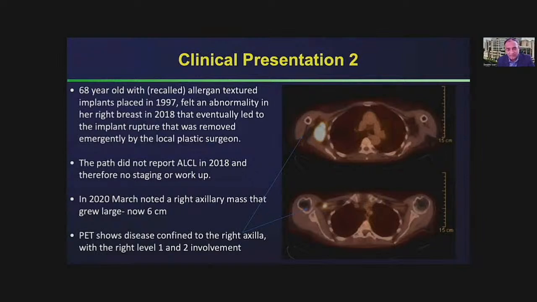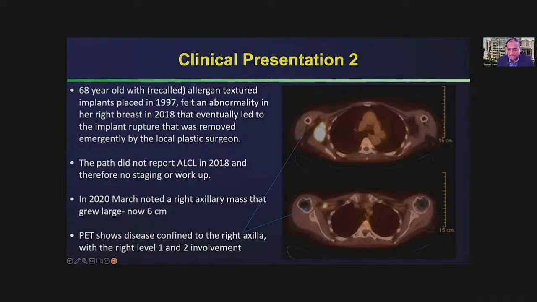So the second case that I have to discuss is a 68-year-old lady with Allergan textured implants placed in 1997, who felt an abnormality in the right breast in 2018 that eventually led to implant rupture, and the implant was removed by the local plastic surgeon emergently. The pathology did not report ALCL in 2018, and therefore no staging workup was done. In 2020, she was noted to have a right axillary mass that grew, and now it is 6 centimeters.